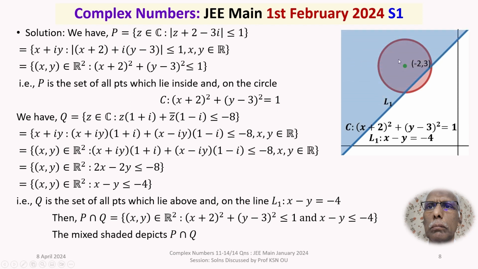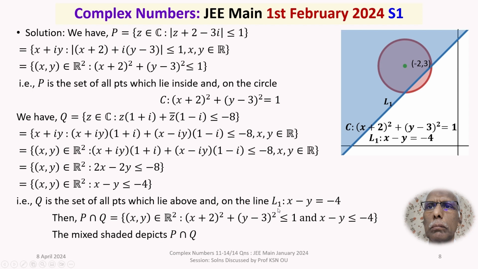So the mixed shaded region, this is a brick red color, this is a blue color, and the mixed brick red and blue color is this one, above this line. How do you say x minus y less than minus 4 will be all those points which lie above this line? For that, the simple test is you take the center of the circle, minus 2 comma 3.